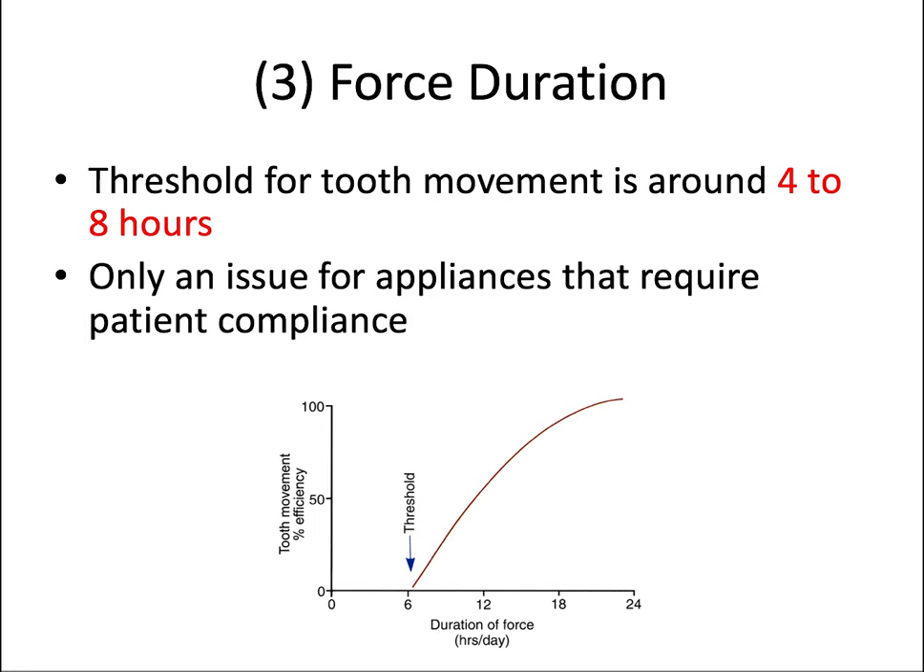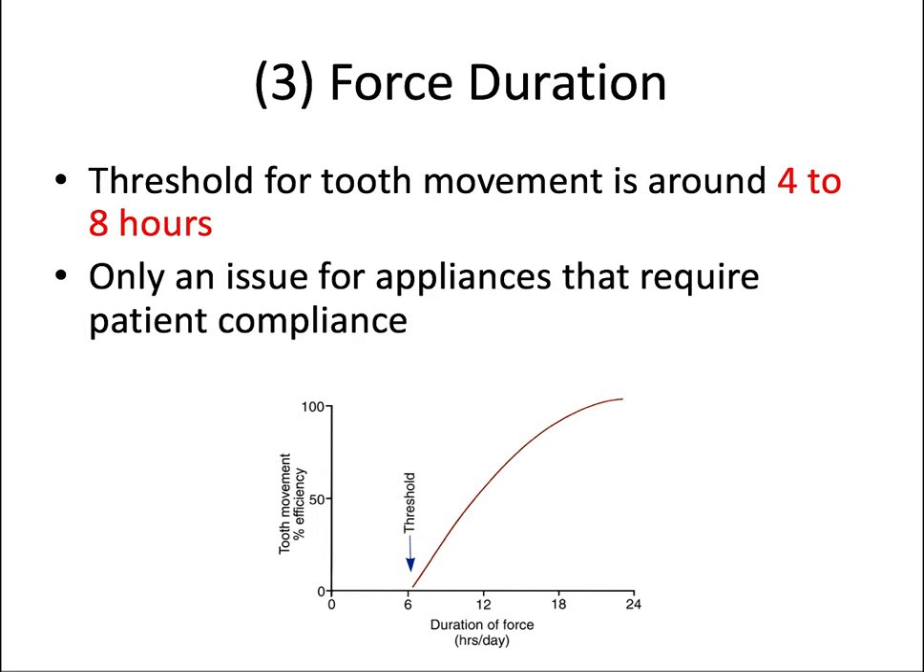The threshold for tooth movement is around 4 to 8 hours. So this is really interesting. 4 to 8 hours is the absolute minimum because that's how long it takes for those cyclic AMP levels to start increasing high enough to lead to the PDL inflammatory response. Otherwise, we short circuit the process and then have to restart again from seconds, then to minutes, and then to hours.